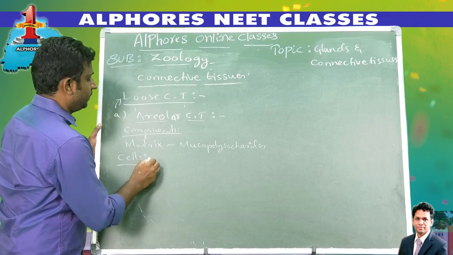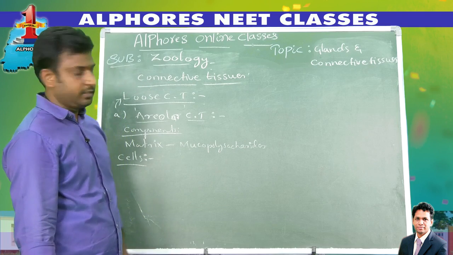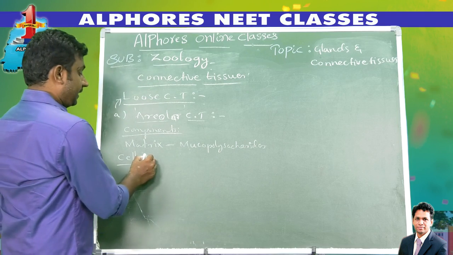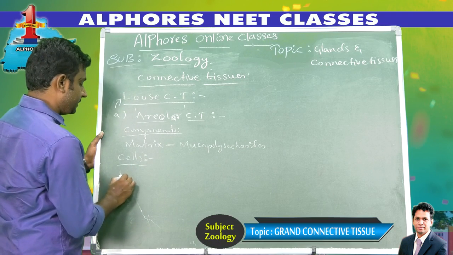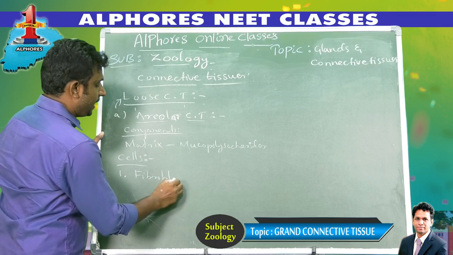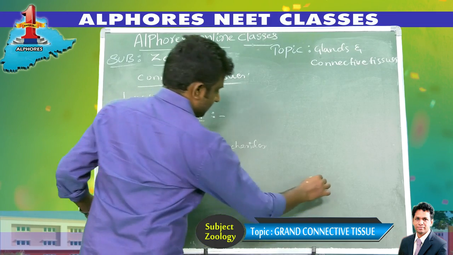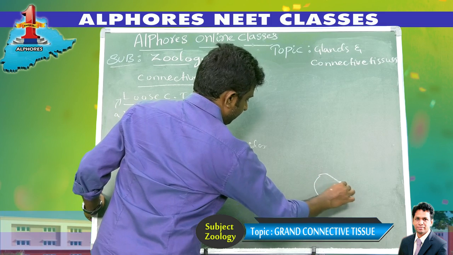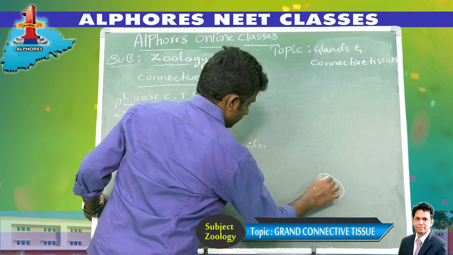Then cells of areolar connective tissues. What are the cells present in the areolar connective tissues? In the areolar connective tissues, mainly 5 types of cells are present. First type of cells are called fibroblast cells.